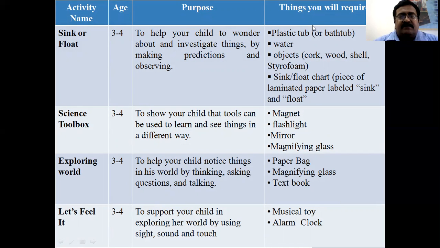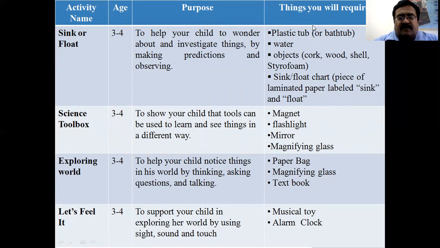The next activity is science toolbox. The age group is the same, 3 to 4 years, and the purpose is to show your child that tools can be used to learn and see things in a different way. The things required are a magnet, flashlight, mirror, magnifying glass, etc. Next is exploring the world, to help your child notice things in his world by thinking, asking questions, and talking. A paper bag, magnifying glass, and textbook are the things required.